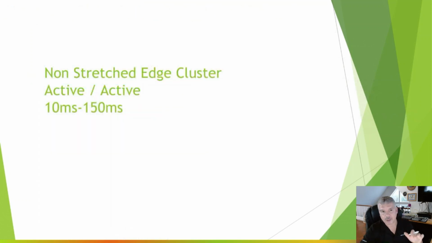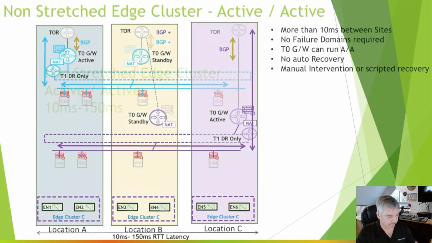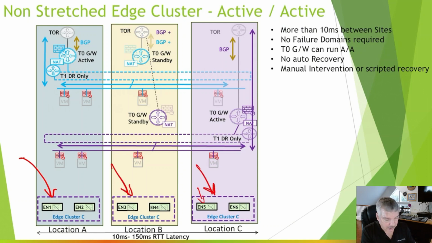Let's look at active-active, non-stretched edge clusters when our sites are all the way up to 150 milliseconds apart. So more than 10 milliseconds, less than 150. The diagram looks very much the same. The only difference here is we're not doing a stretched cluster. You'll notice each location has its own edge cluster. And technically, they could be running an active standby or active-active. So that's fine. You could be using equal cost multipathing at your locations if you want to.